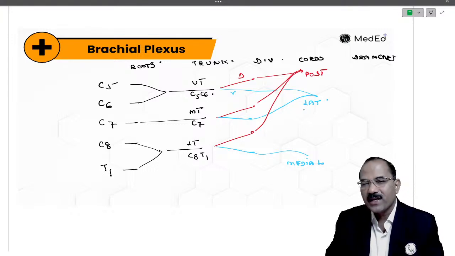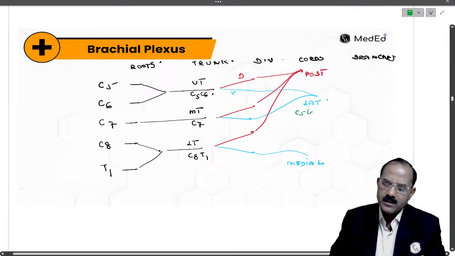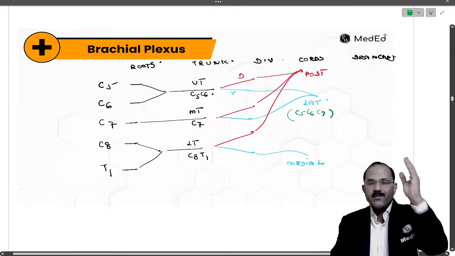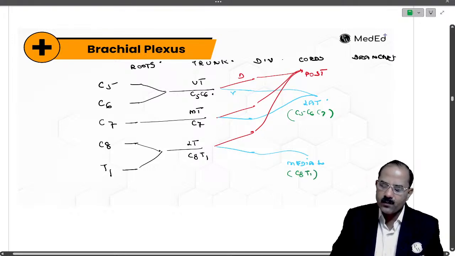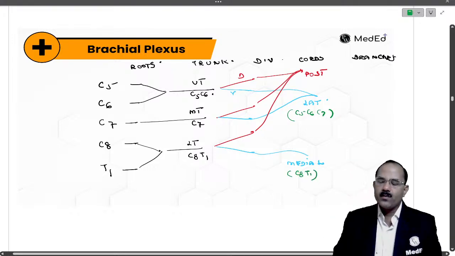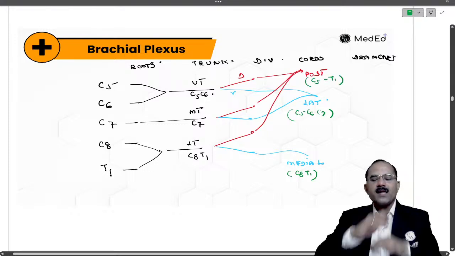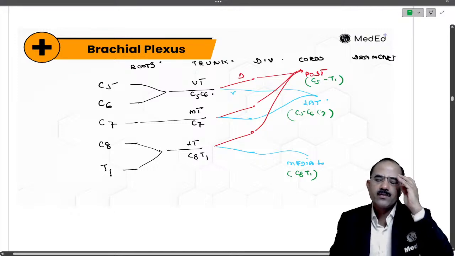What is the root value of lateral cord? It's C5, C6, C7. What is the root value of medial cord? That's C8 and T1. And what is the root value of posterior cord? That's C5 to T1. All the roots, that's C5 to T1. Clear to all of you?